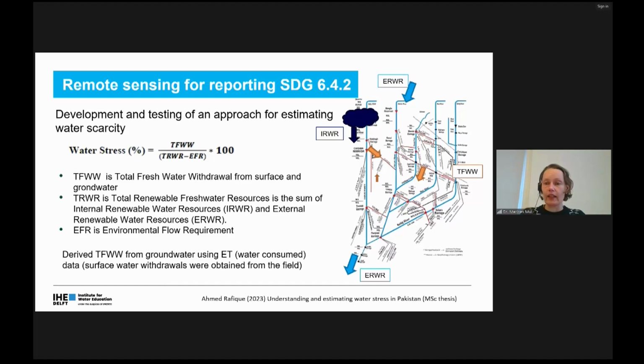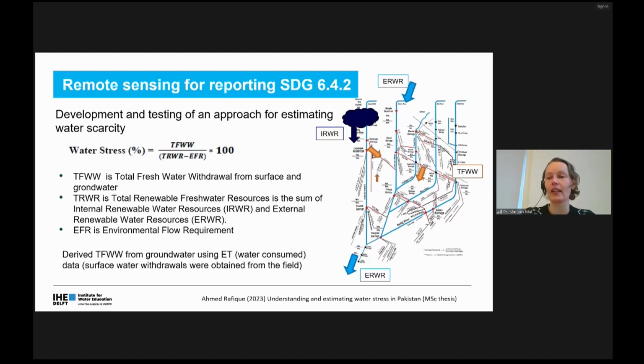Then another application: we had a group of very good MSc students from Pakistan last year, and one of the students was very interested in using remote sensing for SDG 6.4.2, which is related to water scarcity. We applied that to two of the river basins, the Jhelum and the Ravi basin in the Indus basin, to estimate the amount of water stress in each of these basins. And of course, there's a lot of data being collected in Pakistan from all the canals and the river system.